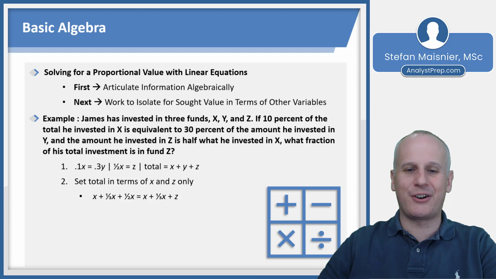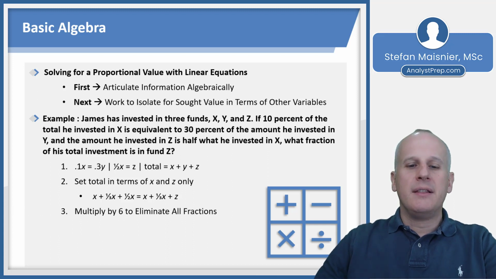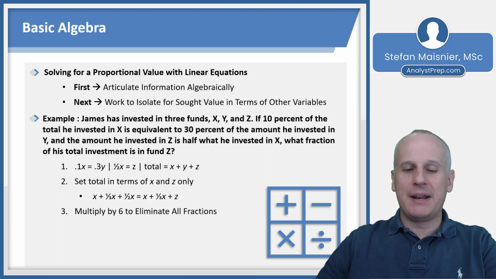So when we're considering our total as X plus Y plus Z, it's X plus 1/3 X plus 1/2 X is equal to X plus 1/3 X, what's been substituted for Y, plus Z. So now I've got them relating X to Z only, one all X's and one X's and a Z. Then we multiply by 6 to eliminate all of our fractions.